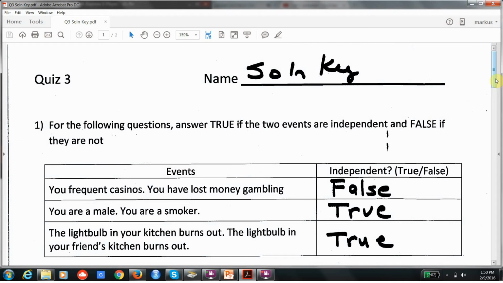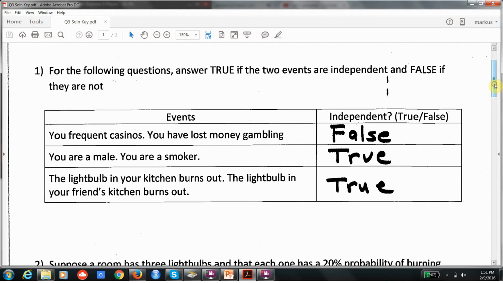Okay, so this is the solution key to quiz 3. There was only one version of that. And the first one is asking you if two events are independent or not. And so we want to see if one thing occurring could affect the probability of another.